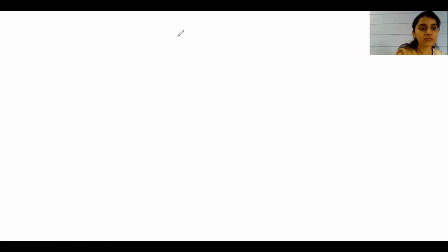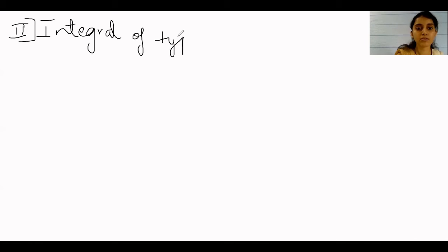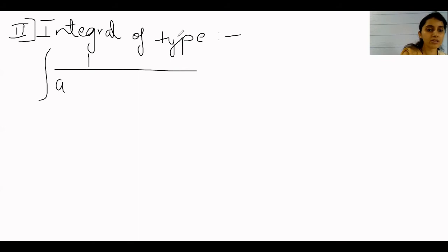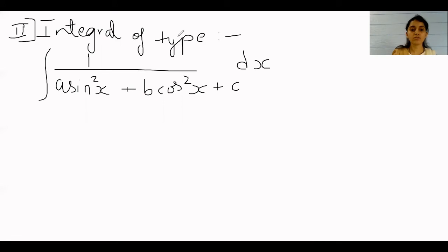Integral of the type, so what is the type? It is the integral of 1 upon a sine square x plus b cos square x plus c dx. Now this is not really a quadratic, but we have to change it into a quadratic. So what's the first step over here? Let's write down the steps to solve this kind of an integral.